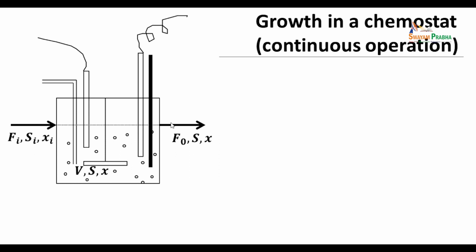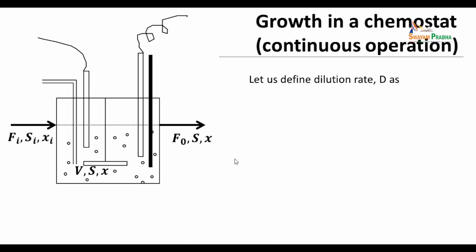As you can see, a part of this is being pulled out. So the substrate concentration and the cell concentration here need to be the same as in the outlet stream, because what is inside, well mixed, is being pulled out. Therefore the concentrations of these two would be the same.